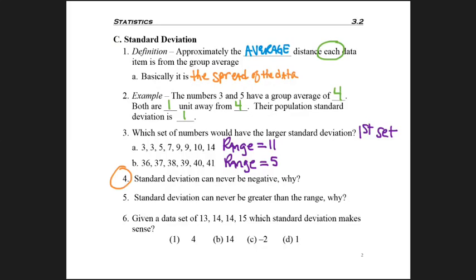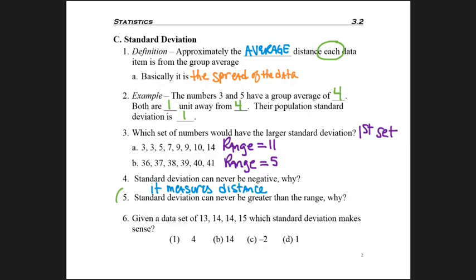What about question 4? It asks, why can the standard deviation never be negative? We've actually already mentioned that one. It measures distance, and distance is never negative. And as we will later see in the formula, it couldn't be negative there either.